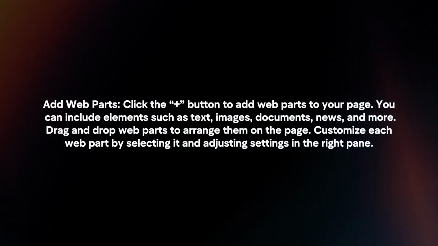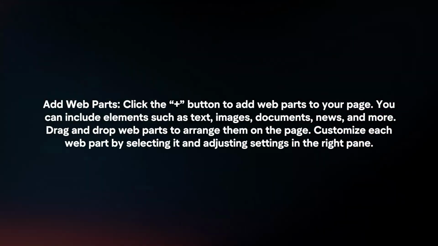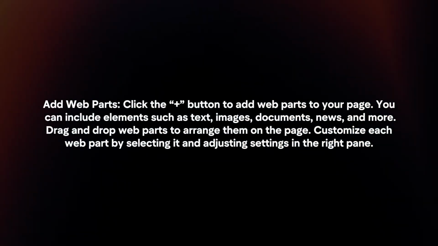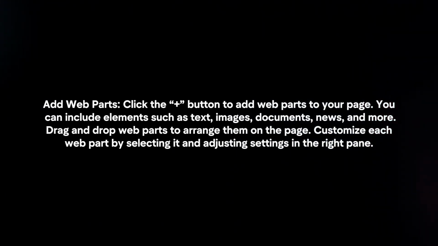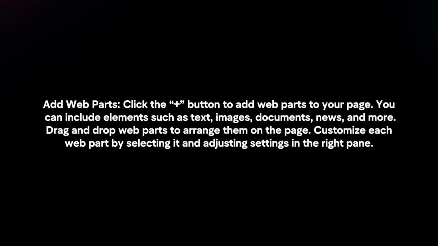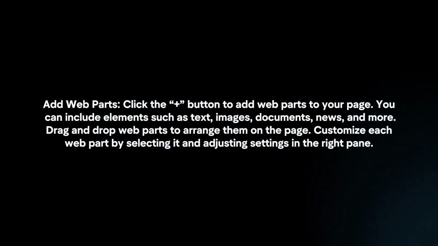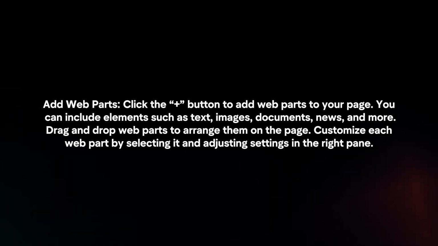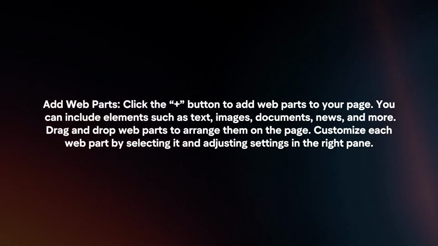Add web parts. Click the plus button to add web parts to your page. You can include elements such as text, images, documents, news, and more. Drag and drop web parts to arrange them on the page. Customize each web part by selecting it and adjusting settings in the right panel.